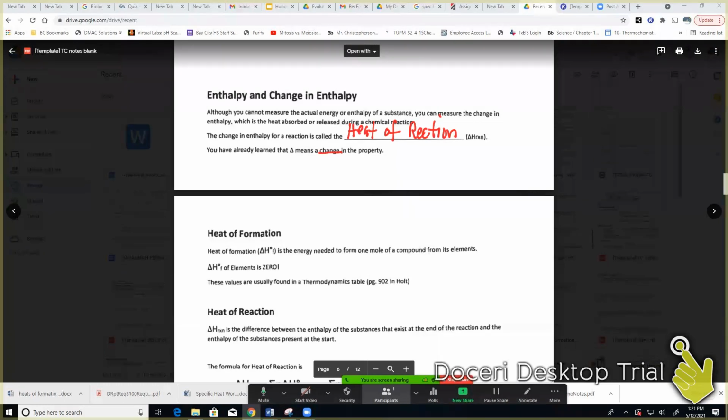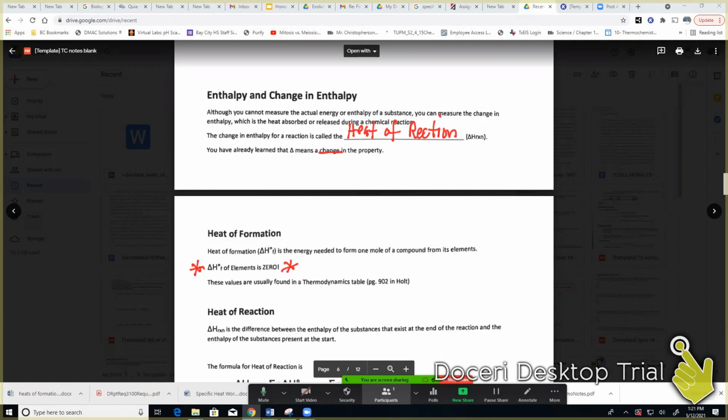So the heat of formation, which you'll have on your sheet, is the energy needed to form 1 mole of a compound from its elements. The delta H of formation of elements is equal to 0. So elements, when they're in their standard state, and that includes diatomic, they don't have a delta H of formation. They don't need to be formed. They're already formed. Delta H of formation has more to do with forming compounds.